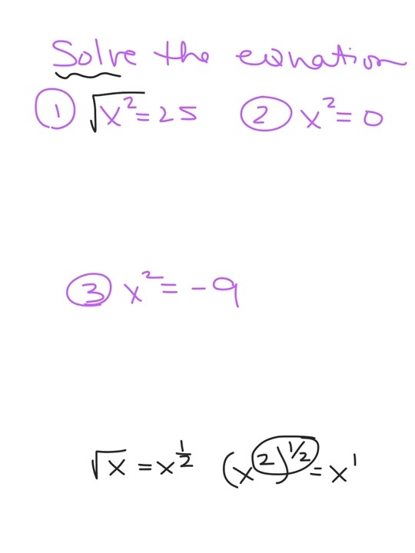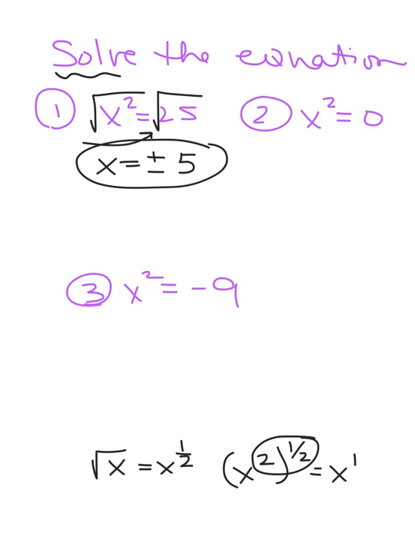Whatever I do to one side, I do to the other side. So this gives me x to the first. Now here's where I need to add that plus or minus that we talked about in our steps. The square root of 25 is 5. So our answer is x is equal to plus or minus 5.